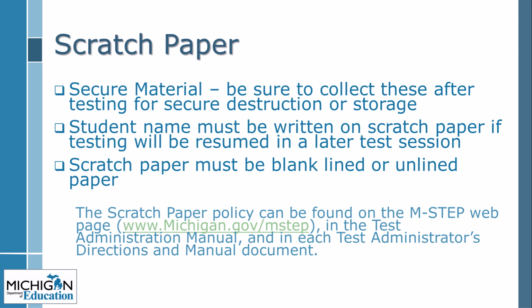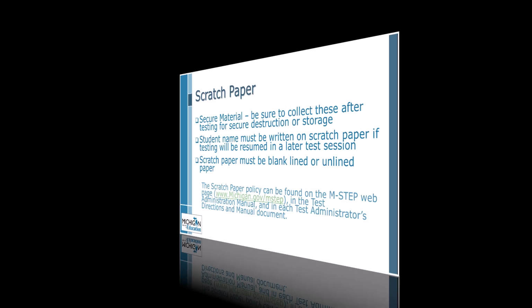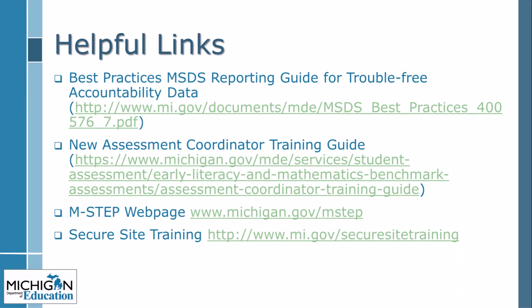Scratch paper must be blank. It can be either lined or unlined. Be sure that all test administrators are aware of the full M-STEP scratch paper policy before testing. The scratch paper policy is available on the M-STEP webpage at www.michigan.gov/MSTEP.